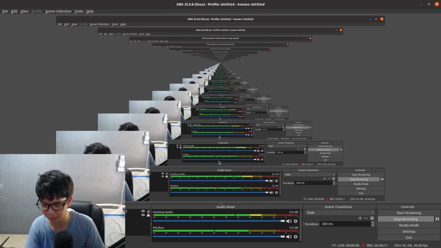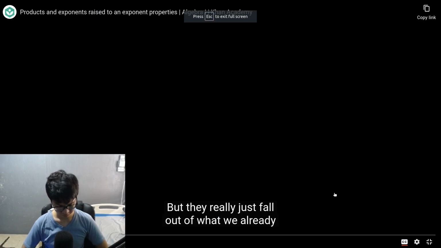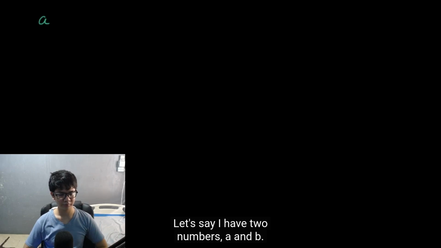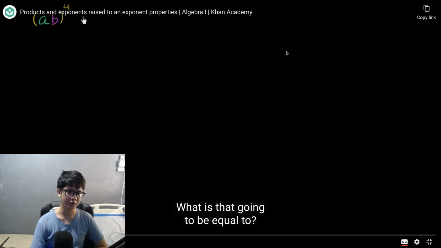I now want to go over some of the other core exponent properties, but they really just fall out of what we already know about exponents. Let's say I have two numbers, a and b, and I'm going to raise it to, I could do it in the abstract, I could raise it to the c power, but I'll do it a little bit more concrete. Let's raise it to the 4th power. What is that going to be equal to?